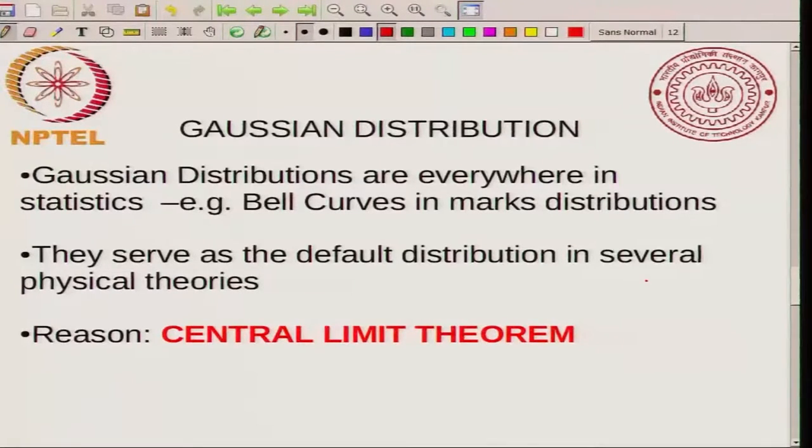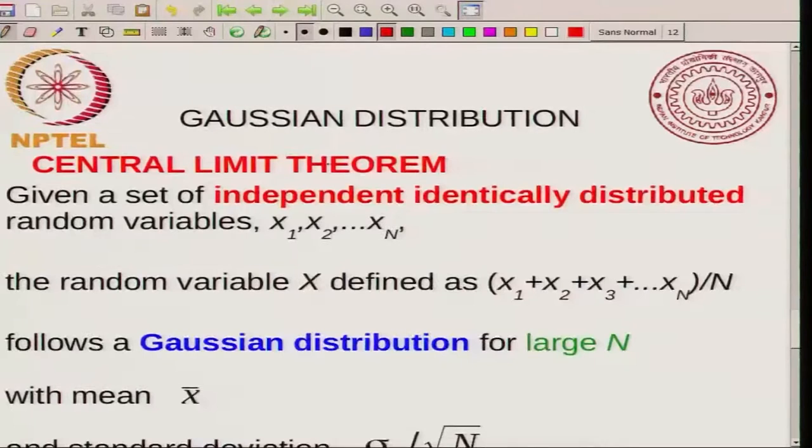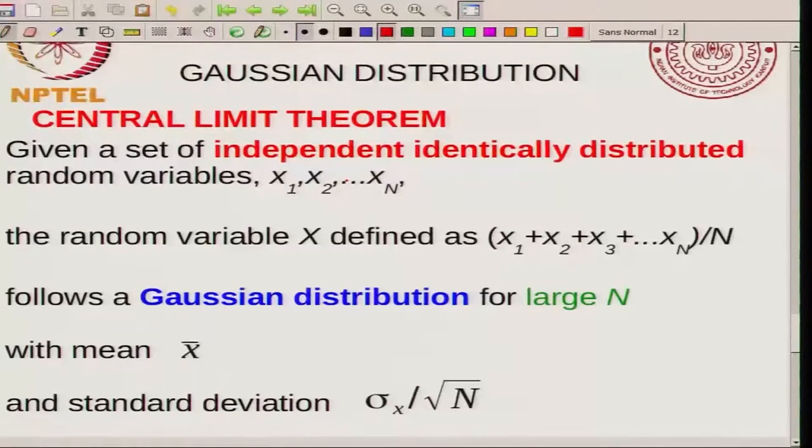There's a reason for this, and that is related to something called the central limit theorem in statistics. I'll just go over that briefly, I'll just give you the idea. The central limit theorem is sort of the reason why Gaussian distributions are everywhere. What it says is that suppose you are given a set of independent identically distributed random variables. So, x1, x2, etc. are random variables. Each of them is independent of the others. Each of them has the same probability distribution, so that is why they are identically distributed. The probability distribution for x1, x2, etc. is the same. Each of these is a different random variable.